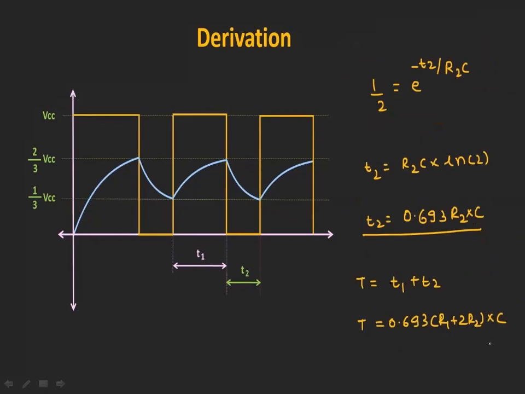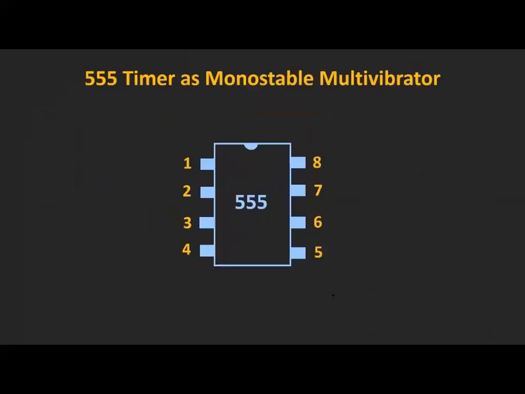So this is the astable multivibrator, and we have observed the derivations of these time periods, as well as how we generate the symmetrical square wave using an astable multivibrator.